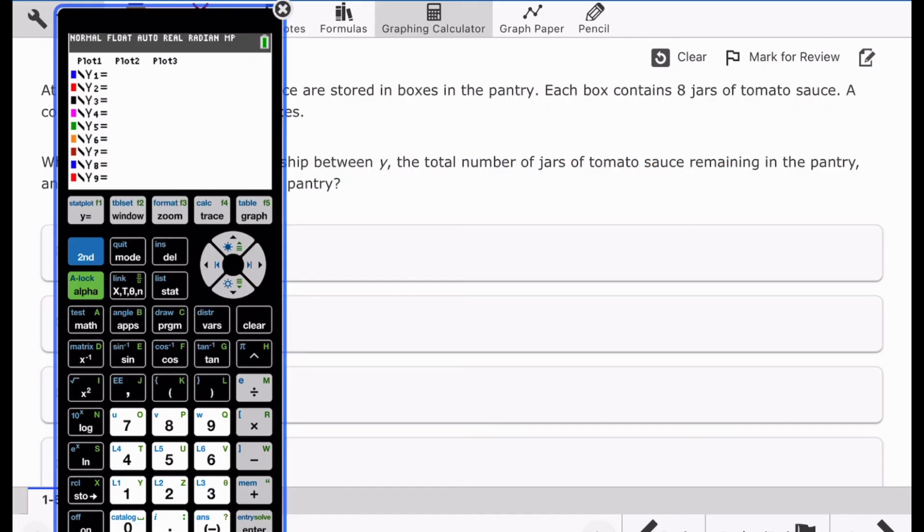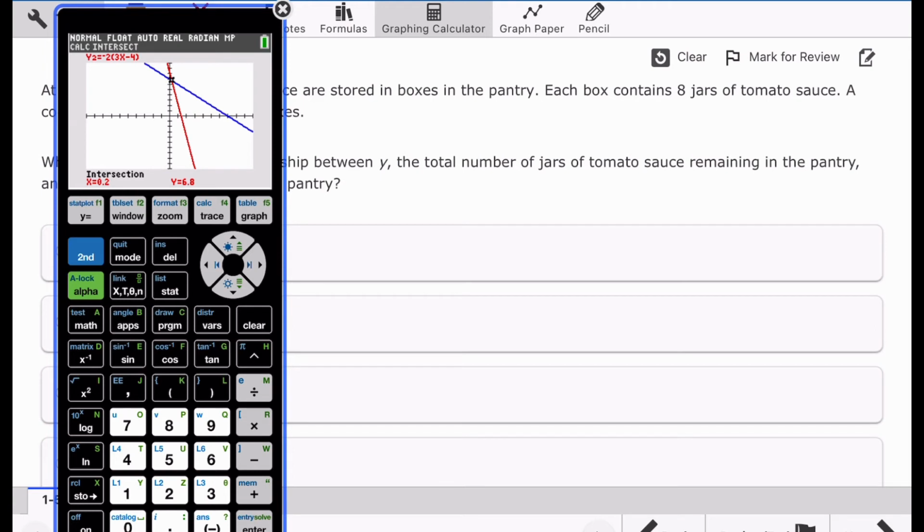So the left side is negative 5x minus the quantity negative 7 minus 4x. That's the left side. Now the right side is negative 2 times the quantity 3x minus 4. Graph. There is my point of intersection. Second trace. Number 5, intersect. First curve is blue. Enter. Second curve is red. Enter.